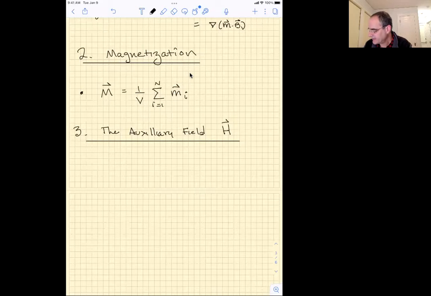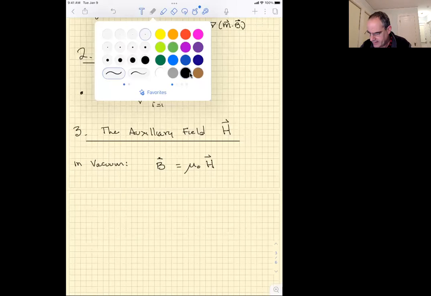And finally, we're ready to introduce the auxiliary field H. Okay. So I'm just going to write equations that define it, first in a vacuum and then in a magnetic material. I think it'll make sense that way. In a vacuum, the H field is related to the B field in a very simple way. We can just write B is equal to mu naught times H. They're just proportional to each other, okay?